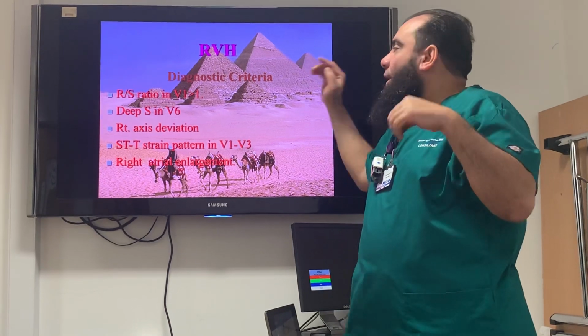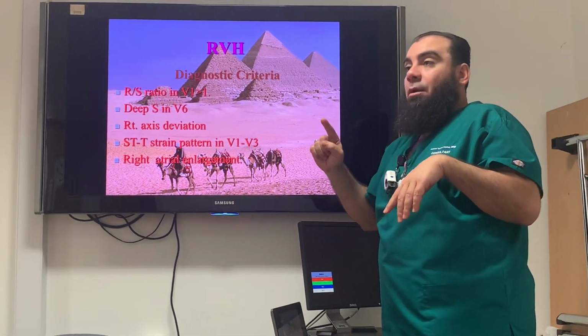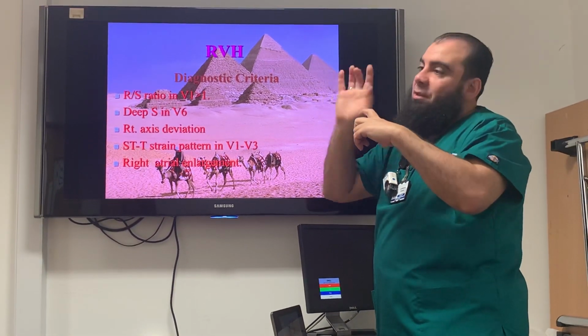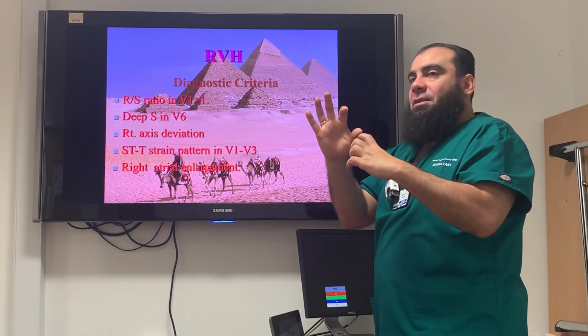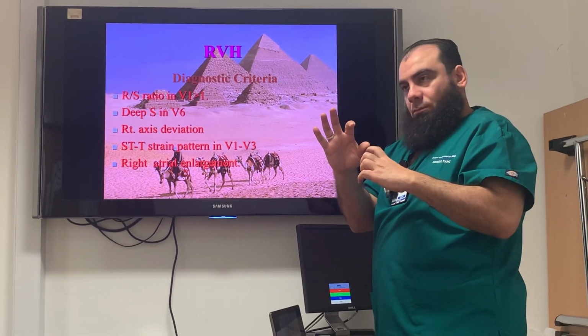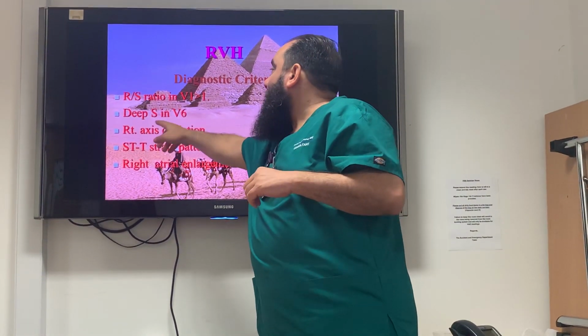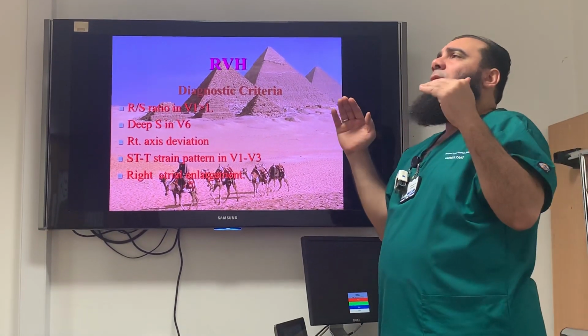Again, the criteria as I mentioned earlier: R/S ratio in V1 more than 1. It means if we divide R by S and it is more than 1, this is abnormal. The normal R on S is less than 1. So R/S ratio in V1 more than 1, and a deep S wave in V6. Why a deep S wave in V6?